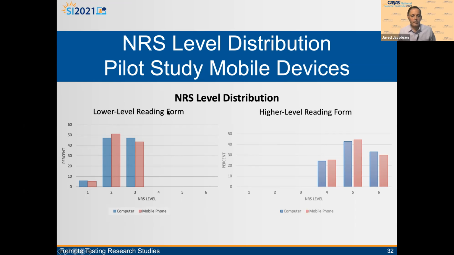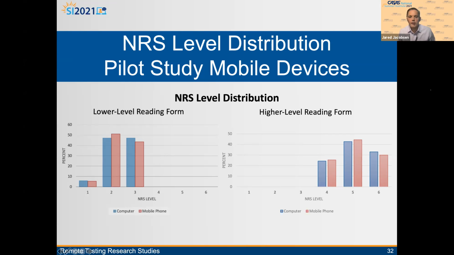We looked at this lower level reading form that measured NRS levels 1, 2, and 3. And we can see here, the blue shows their being categorized into 1, 2, and 3 on the computer, and the red on mobile device. You can see on this form in particular, a little bit higher percentage of examinees tested into NRS level 3, a little higher on computer, sorry, and a little bit lower tested into level 2 on computer compared to mobile phone, very similar at level 1.